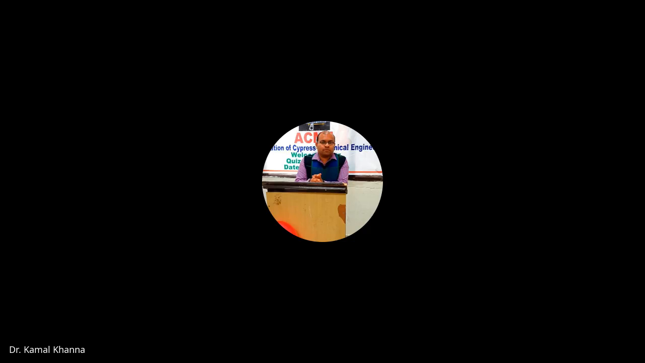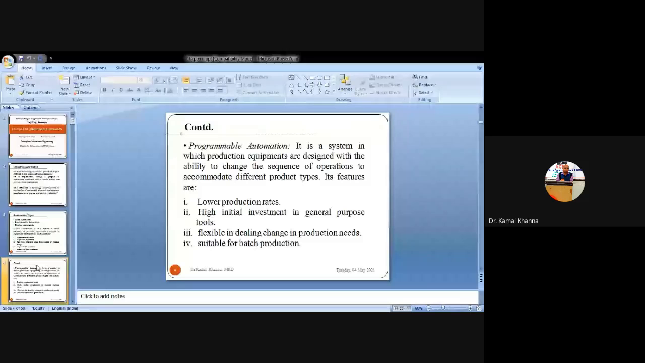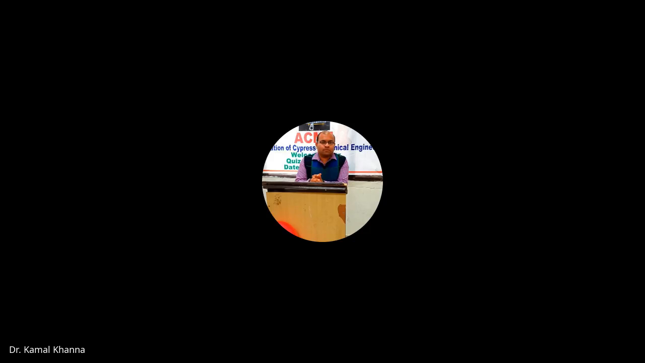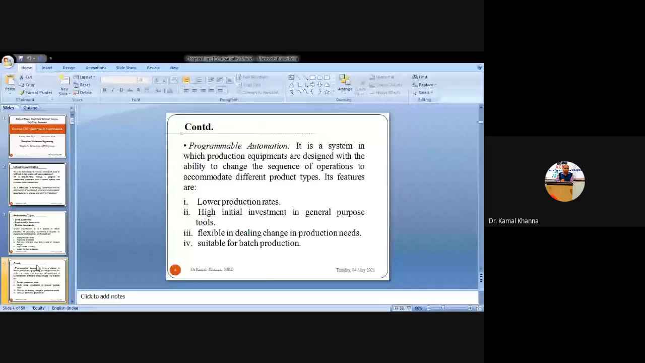Let us say in the sequence of 2 1 4 3 5, and there is a change in the demand from the customer and you have to change the sequence of operation. That is, now we have to perform the sequence in this way, that is 1 2 4 3 5. Then that alteration can be made in programmable automation, which was not possible in the case of fixed automation. So programmable automation is the flexible one.